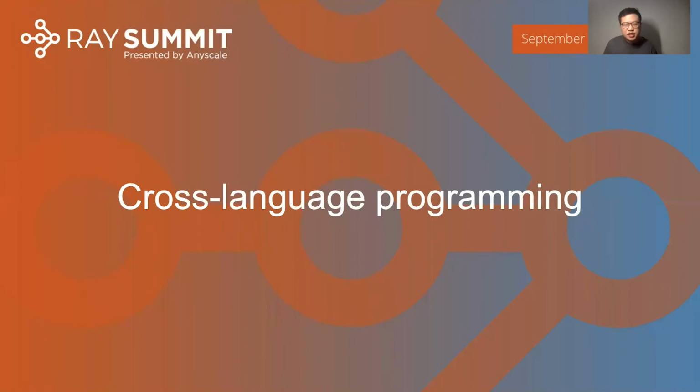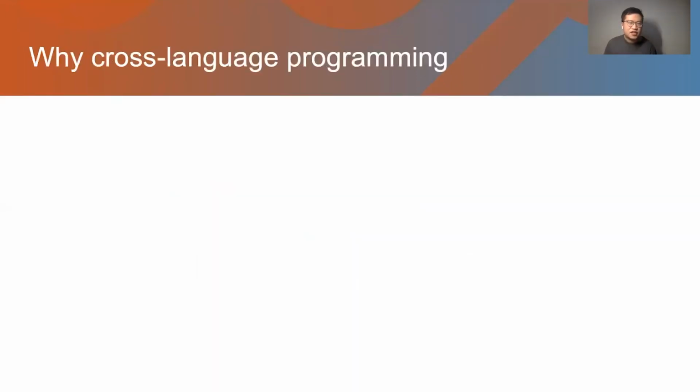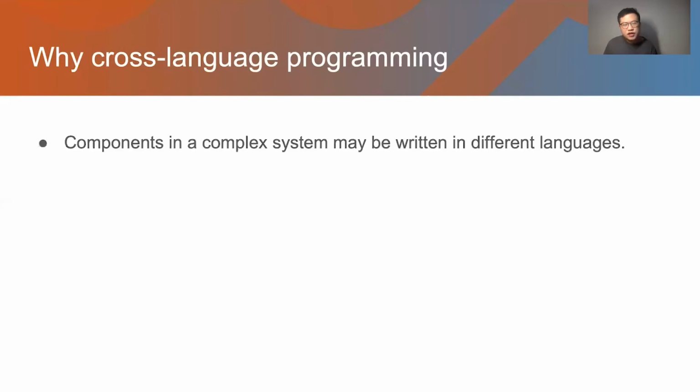In the last section, I'm going to talk about another feature that is coming in Ray 1.0, and that is cross-language programming. First, let me explain why we need this feature. As we know, distributed systems are getting more and more complex today, and sometimes we need to write different components in one single system in different languages.